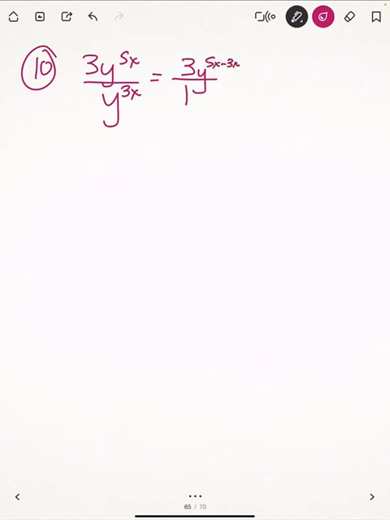And we've done this all the time in Algebra 1, even lower math classes. So 5x minus 3x is 2x, so it becomes 3y to the 2x over 1, which we could just simplify to just 3y to the 2x power. And that's our final answer. Now, again, you won't have one of those on the test or the quiz, but I did want to cover that. All right. Well, guys, I'm going to leave you a worksheet that has these different properties and everything else.